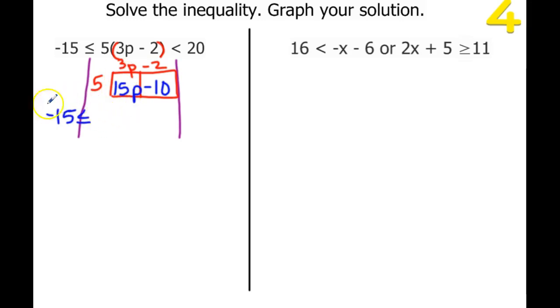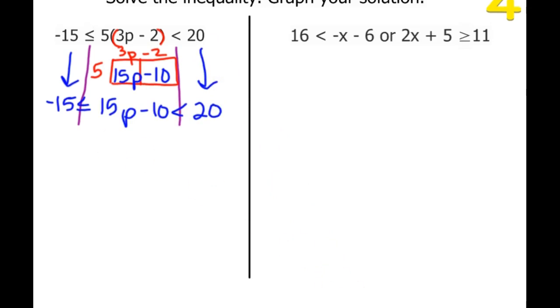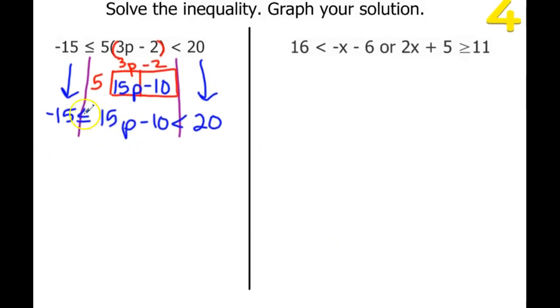And then in the middle, I'm just going to rewrite this whole thing. Negative 15, that came from there. And then 15p minus 10. And then there's a 20 on this side. So now I need to get my letter all by itself on the inside of the symbols. So remember, whatever I do to the middle, I have to do to both sides.